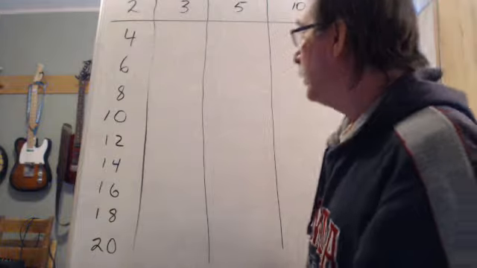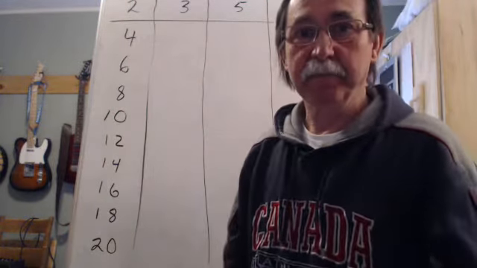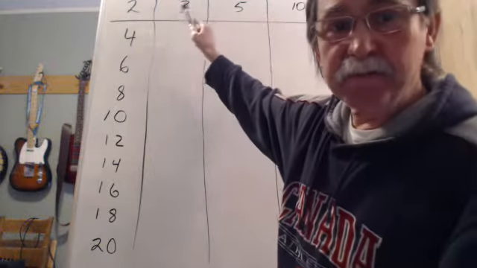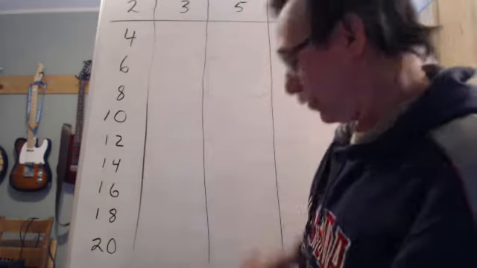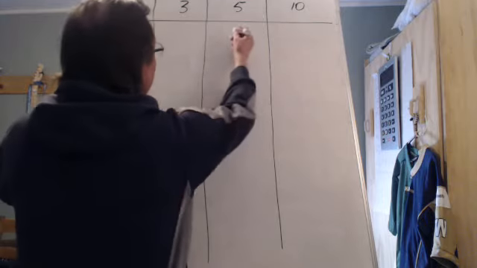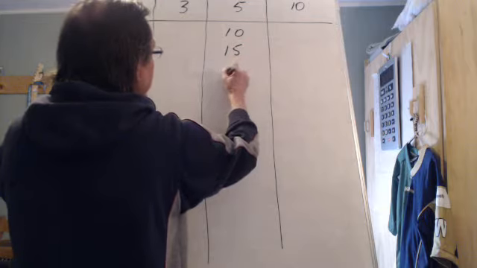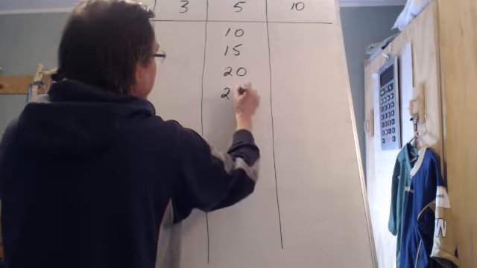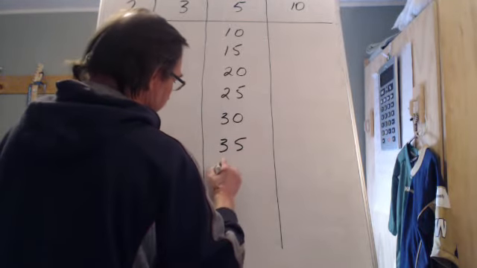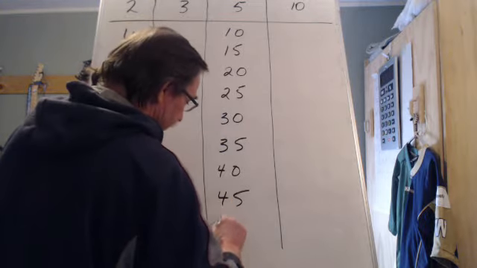There we go. Now, 2, 4, 6, 8, 10. We've done that. Let's skip the 3s to the very end. Move over to the 5s here. I believe we've all done this too. We've gone 5, 10, 15, 20, 25, 30, 35, 40, 45, and 50. We'll stop there.